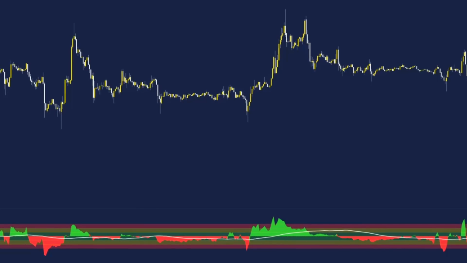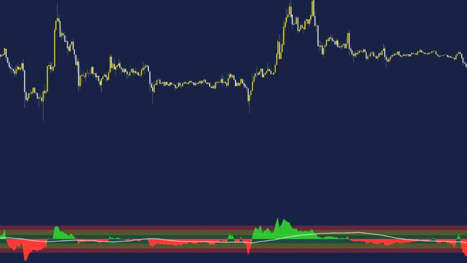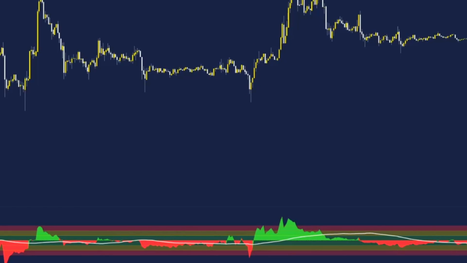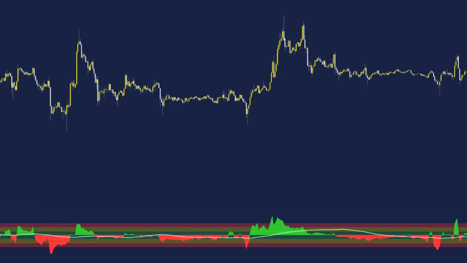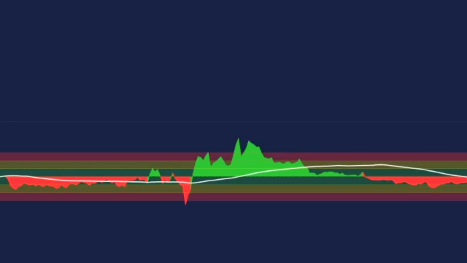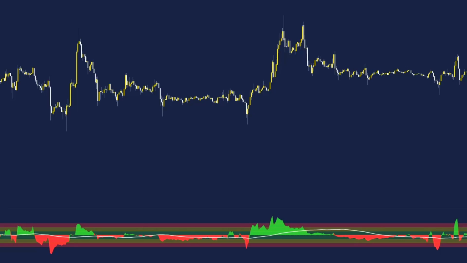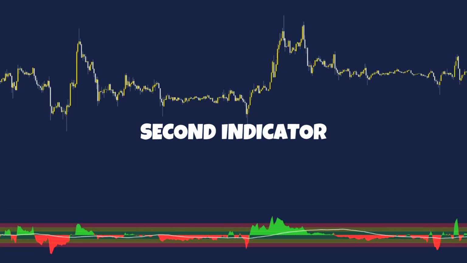But this second indicator that I'm about to show you is massively changed. But this indicator right here is actually really clever and it uses probability to determine how safe and how likely a trade is actually going to win in your favor. But when it comes down to it, all we will be focusing on is when the red and green areas come outside of the red bands.